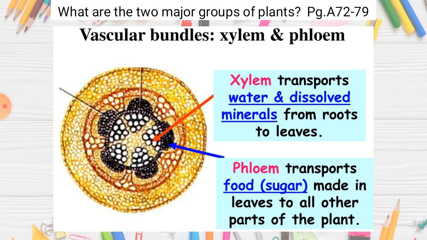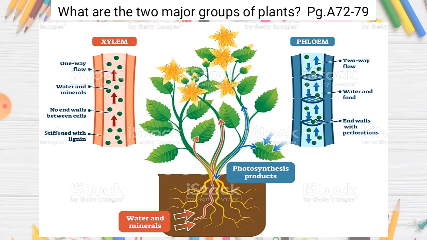The vascular system in vascular plants is mainly because they possess xylem and phloem. Xylem is a tube that transports water and dissolved minerals from the roots to the leaves, and phloem transports sugar or food produced in the leaves to the other parts of the plant, like the roots and stems. You can see here, the xylem only has one direction. However, the phloem has two ways.